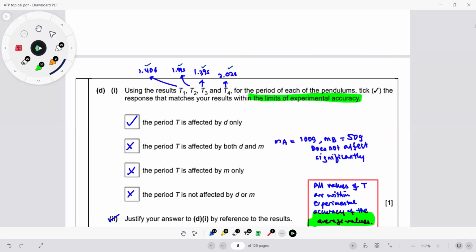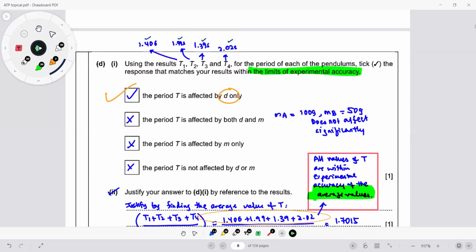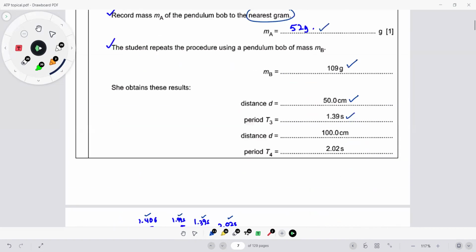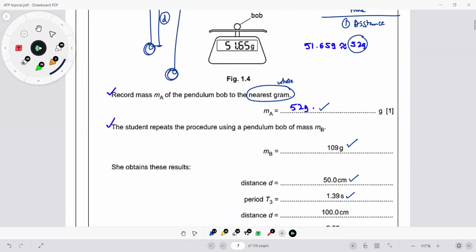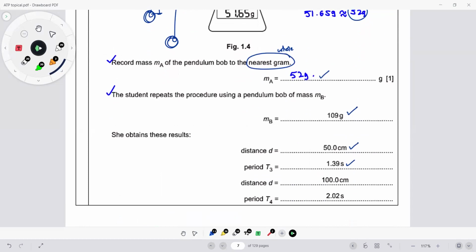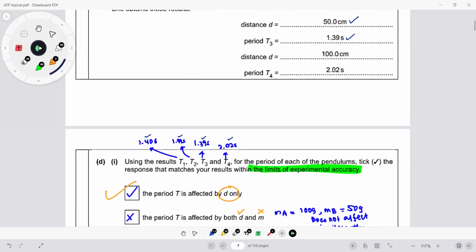Looking at your result, the period T is affected by distance only. That's a fact. ये तो होना ही होना है. अच्छा, उसके बाद क्या है? The period T is affected by both d and m. Yes, it is affected by d, but it is not affected by mass, because mass A कितना था देखो. Mass A 52 grams है और mass B 109 grams है. अगर 52 grams हो या 109 grams हो, ये वैल्यूज जो T की आ रही है ना, ये सारी वैल्यूज within experimental accuracy है, मतलब plus minus 0.2 के अंदर अंदर है. तो this tells us कि मास अफेक्ट नहीं कर रहा था, डिस्टेंस जरूर अफेक्ट कर रहा था.